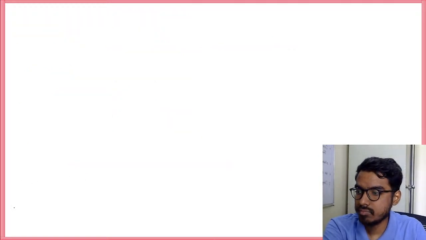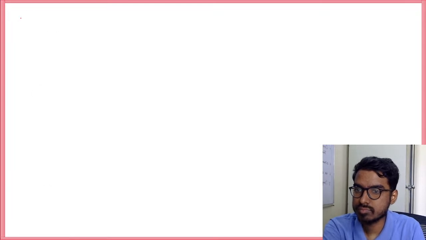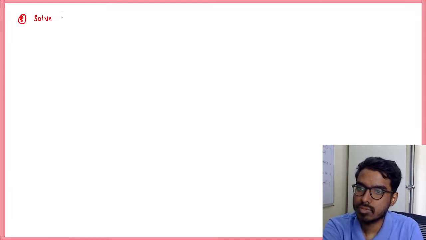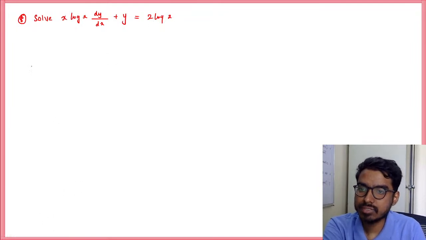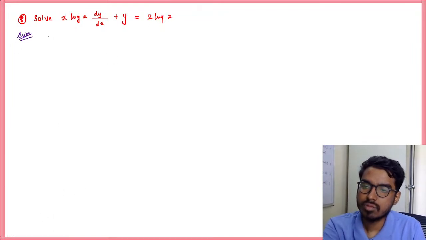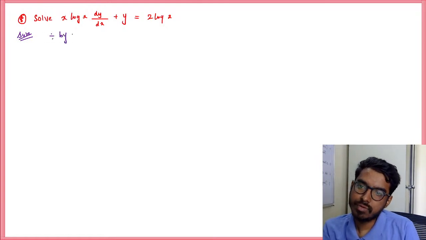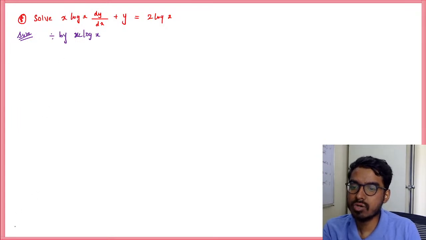On to the eighth problem. Solve x log x dy by dx plus y equals 2 log x. You can see you just divide by x log x throughout, so that the coefficient of dy by dx is 1.